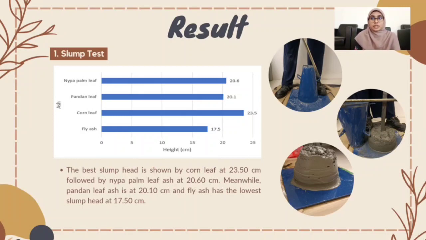I will present about the result. Firstly, we've done 4 tests, which are slump test, water absorption test, fire resistant test, and lastly compressive test. So the first result is from the slump test. As you can see, the best slump head is shown by corn leaf at 23.5 cm, followed by Nipah palm leaf ash at 20.6 cm. Meanwhile, pandan leaf ash is at 20.1 cm and fly ash has the lowest slump head at 17.5 cm.